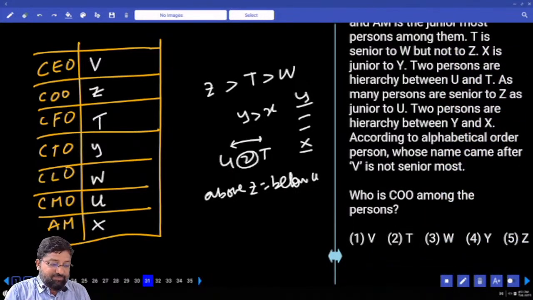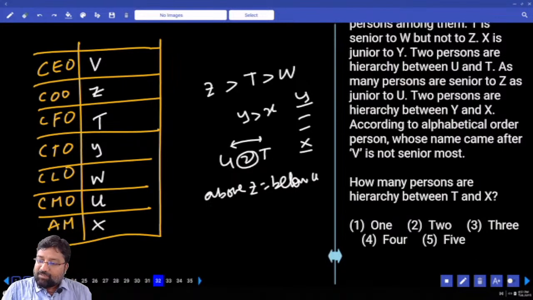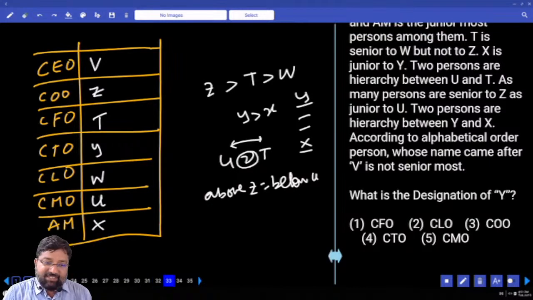Who is the CEO? COO. How many persons are there between T and X? What is the designation of Y?